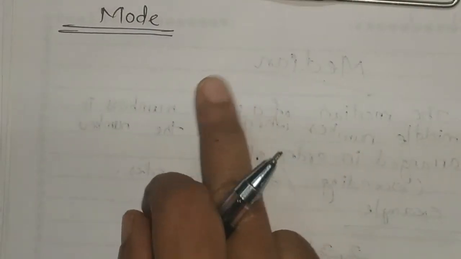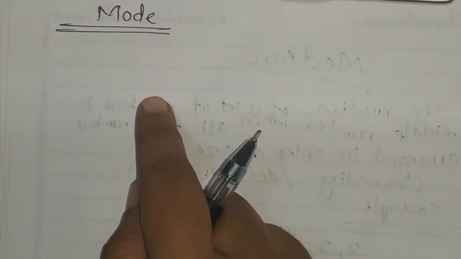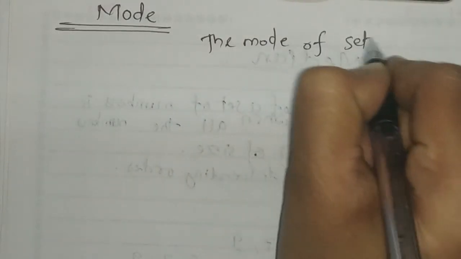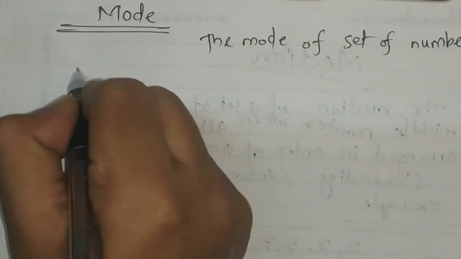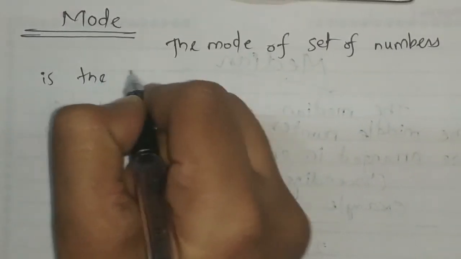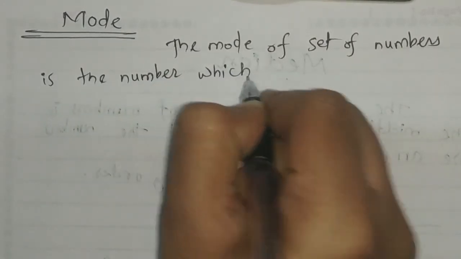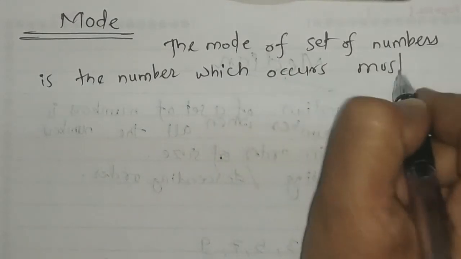Now next is the mode. You know that the mode is another kind of average, and it is found by observing the frequency with which each number in a set occurs. You can say the mode of a set of numbers is the number which occurs the most number of times. You can say the most frequently occurring number.